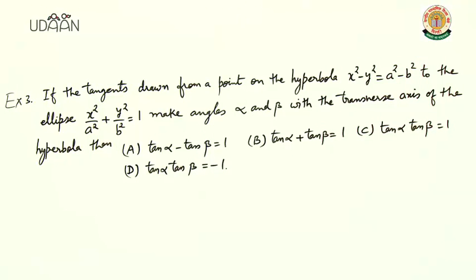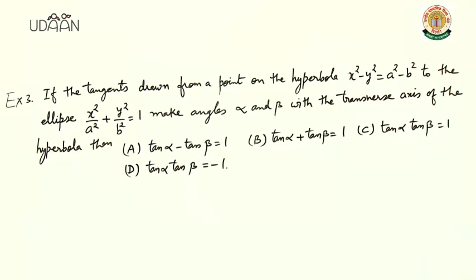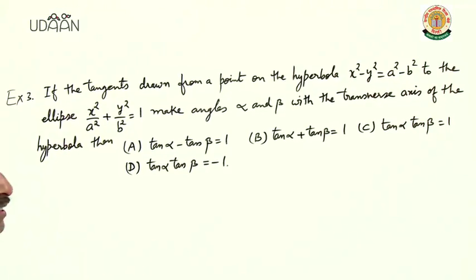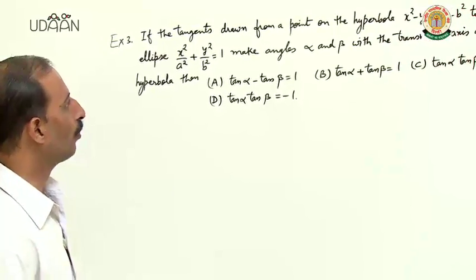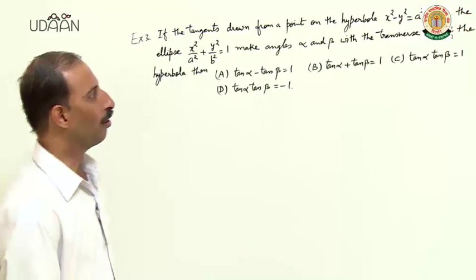In this question, children: if the tangents drawn from a point on the hyperbola x square minus y square is equal to a square minus b square to the ellipse, the equation of the ellipse is given here, x square upon a square plus y square upon b square is equal to 1, make angles alpha and beta with the transverse axis of the hyperbola, then which option is the correct option? We have to find out the value of tan alpha and tan beta, either their sum or their product or their difference. First of all, let us suppose a point on the hyperbola.